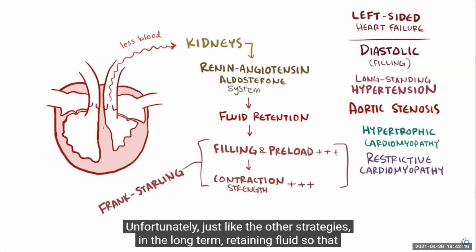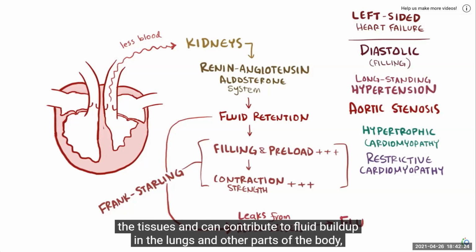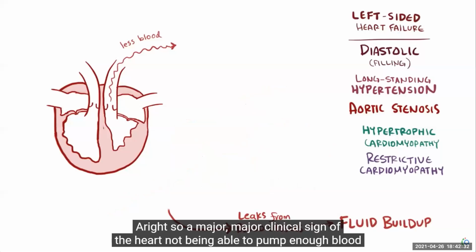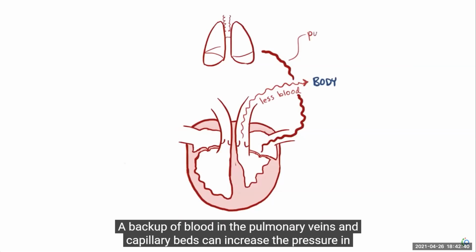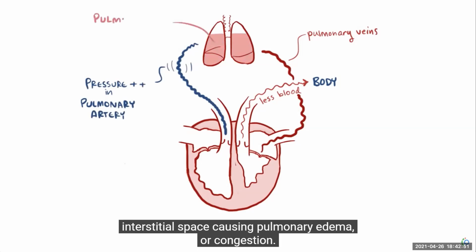Unfortunately, just like the other strategies, in the long term, retaining fluid so that more fluid remains in the blood vessels typically leads to a large portion of it leaking into the tissues and can contribute to fluid buildup in the lungs and other parts of the body, which can worsen the symptoms of heart failure. All right, so a major clinical sign of the heart not being able to pump enough blood forward to the body is that the blood starts to back up into the lungs. A backup of blood in the pulmonary veins and capillary beds can increase the pressure in the pulmonary artery and can also result in fluid moving from the blood vessels to the interstitial space, causing pulmonary edema or congestion.